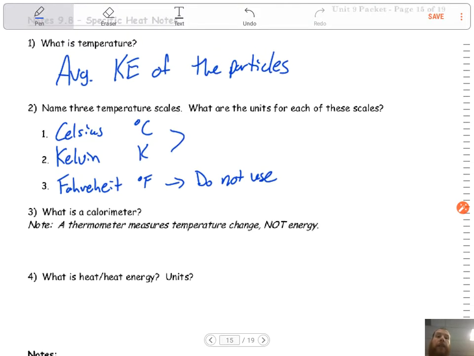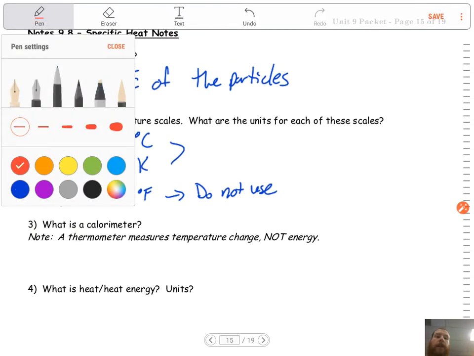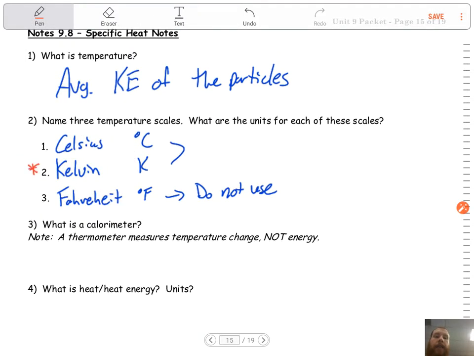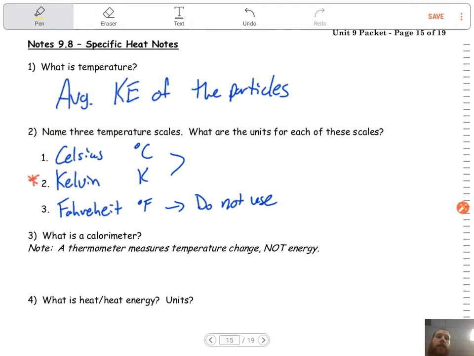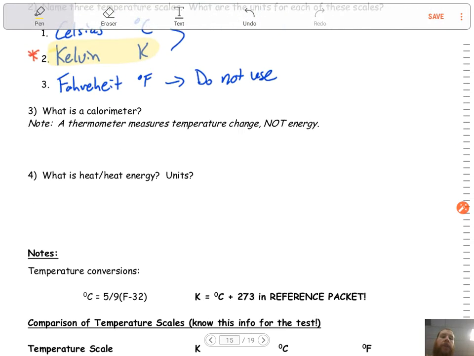Specifically, I want to put a star there right now and highlight it. This is the one we're going to need for all of our energy calculations. So in the next video, when we're doing our calculations and solving those problems, our temperatures have to be in Kelvin. We'll talk about why that is as we go throughout.